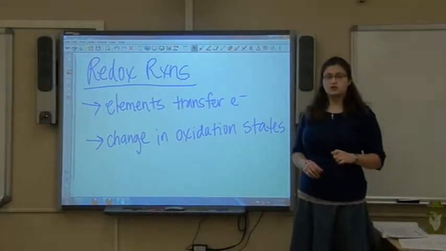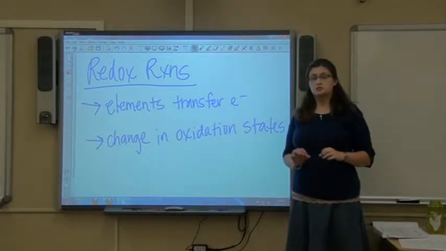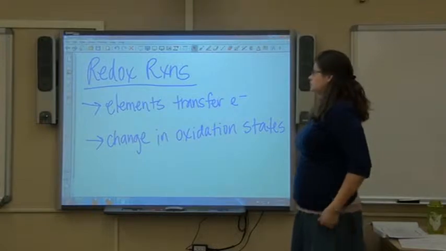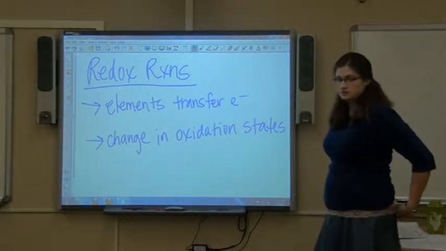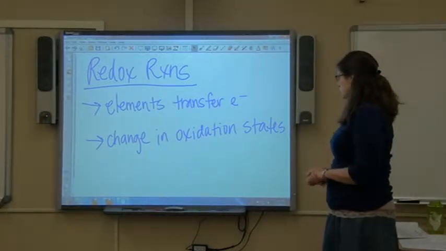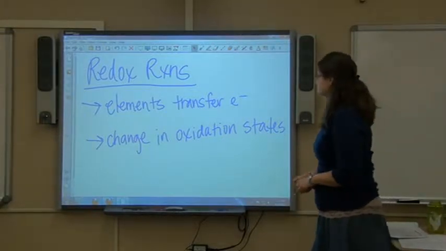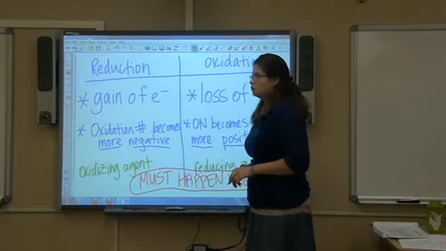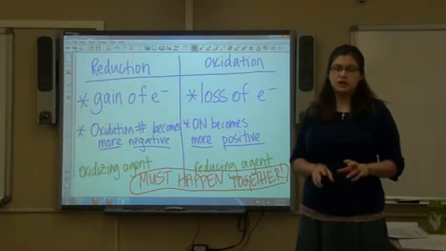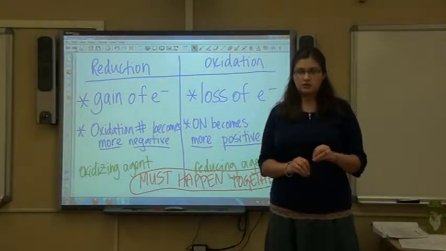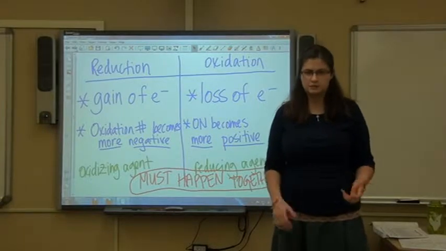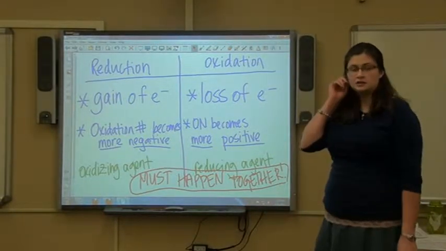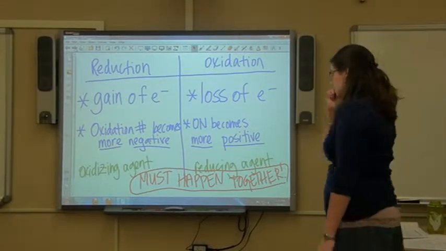The second type of reaction that I want to talk about today is the redox reaction. In a redox reaction, elements transfer electrons and they change in oxidation states. Redox reactions involve two types of reactions, reduction and oxidation, hence redox. Reduction is the gain of electrons. Oxidation is the loss of electrons.